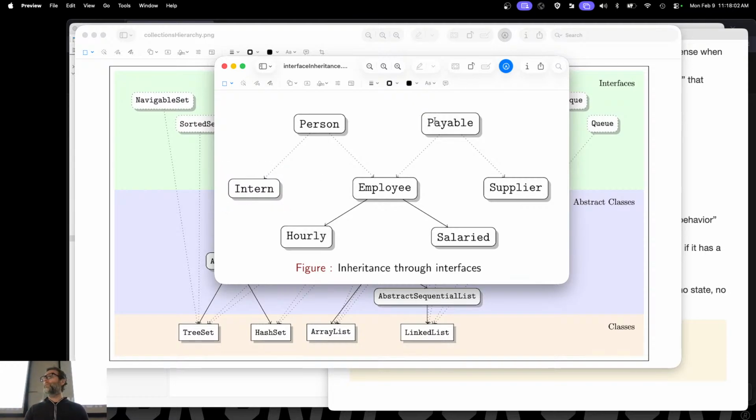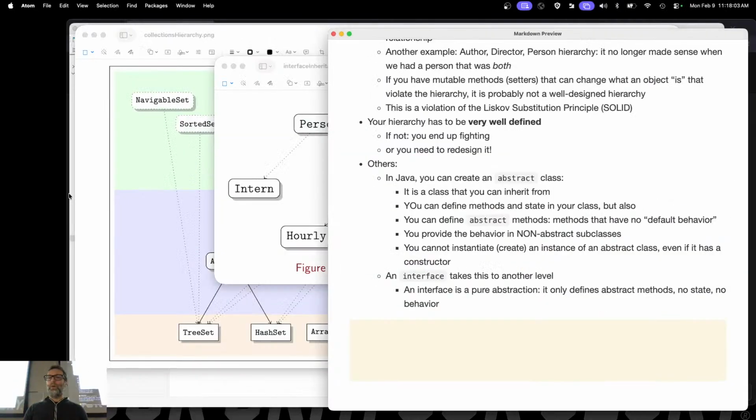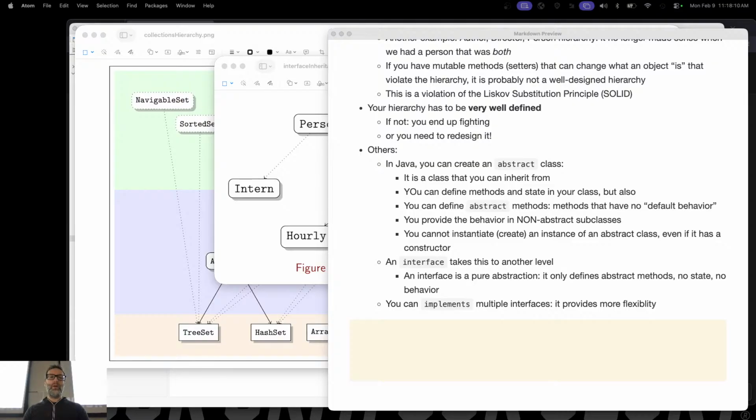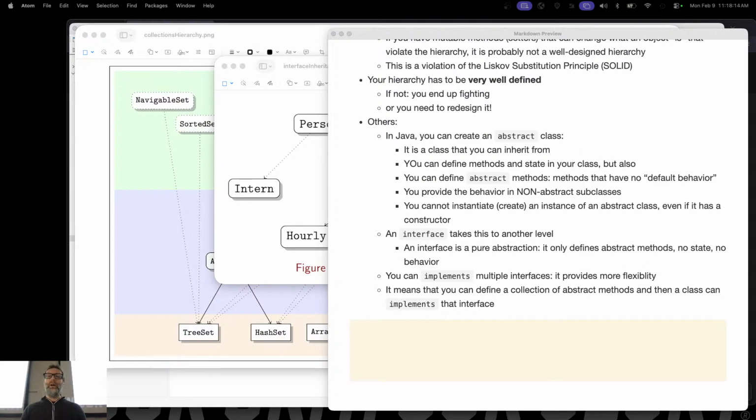All right, so that's an interface. The way that you do this is through the keyword called implements. We'll look at an example later on. It means that you can define and implement multiple abstract interfaces. And you'll definitely see a concrete, actual example in your lab this week, Lab 5, that covers inheritance.